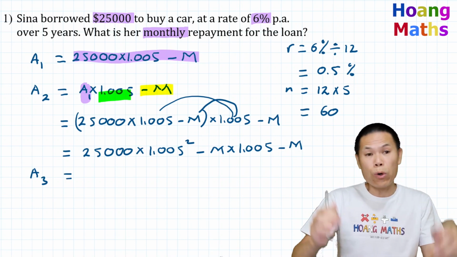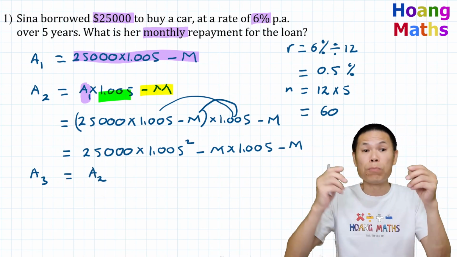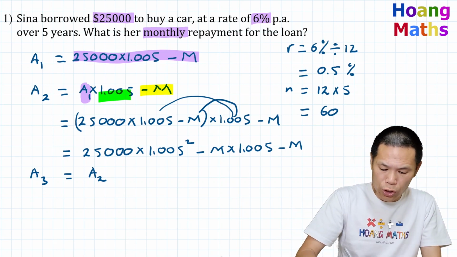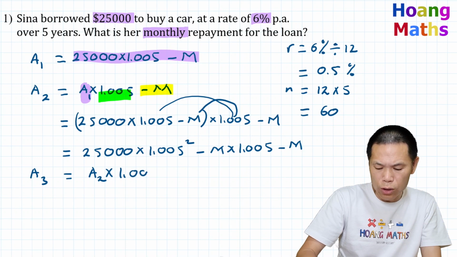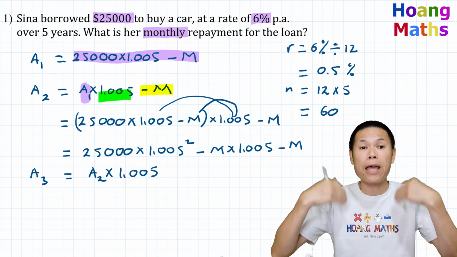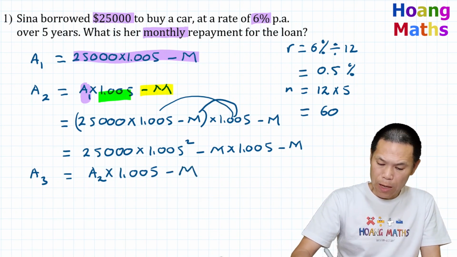A3, so at the end of the second month, she owes this much. And she needs to pay on top of that the interest. So we just times by 1.005. That is how much she owes at the end of the third month. But then she made another regular payment. So M. So there you go.